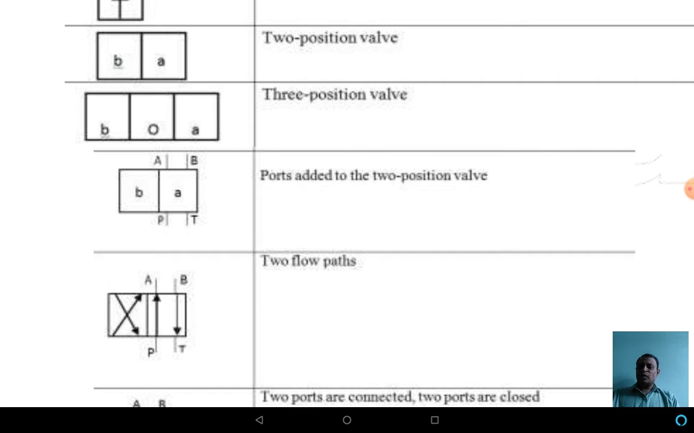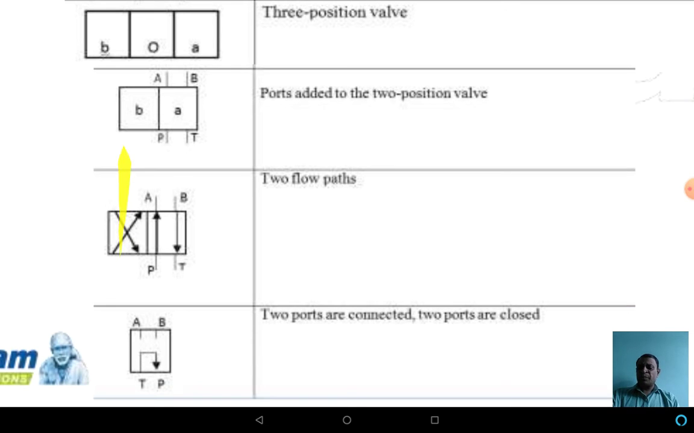Two flow path with a two position valve. Two flow path, in the sense both forward as well as the reverse direction, is represented symbolically by means of two rectangles and an upward as well as a downward arrow, and even the cross arrow is also represented. The two ports are connected and two ports are closed. This is represented by means of a single rectangular block with two ports A and B as well as P and T with an inverted arrow.